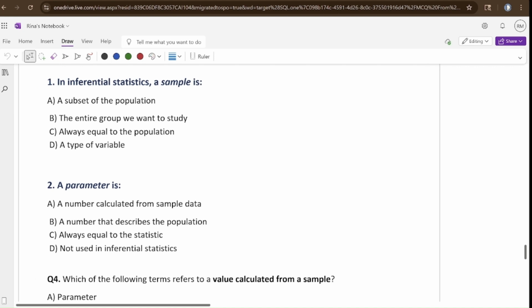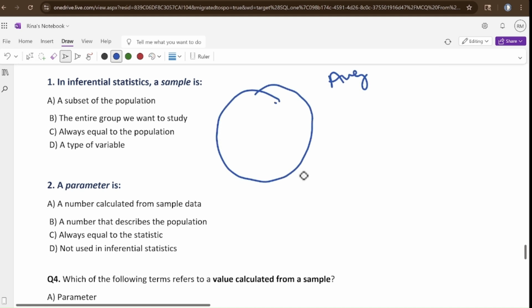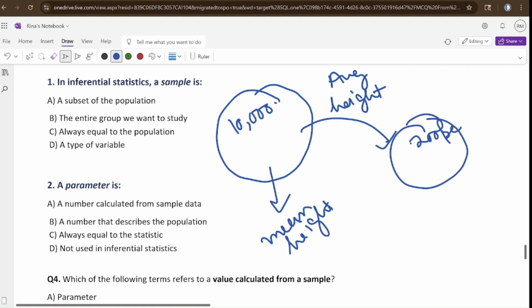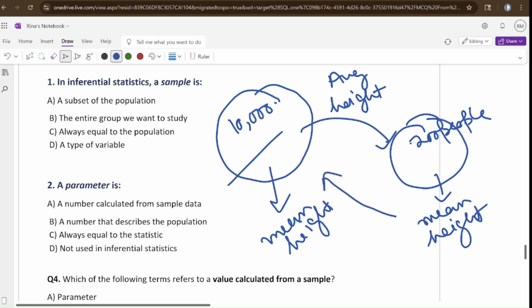Today we are going to discuss 10 MCQ questions from the very basics of inferential statistics. Okay, before that just let me give you a small recap. Let's say you want to calculate average height of people of any particular village, and in that village there are 10,000 people. So you just want to know their mean height. Okay, but you cannot go to everyone's house and calculate their height. So what you do, you take some people from here, let's say 200 people, and you calculate their mean height or average height, and then you try to guess what will be the height of the complete population.